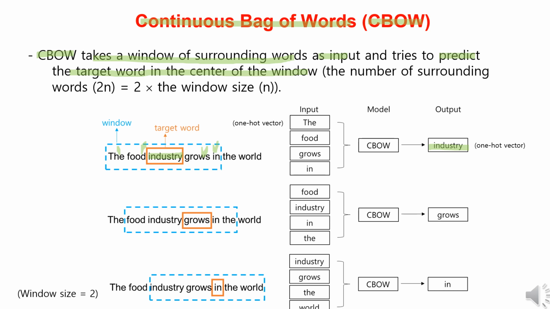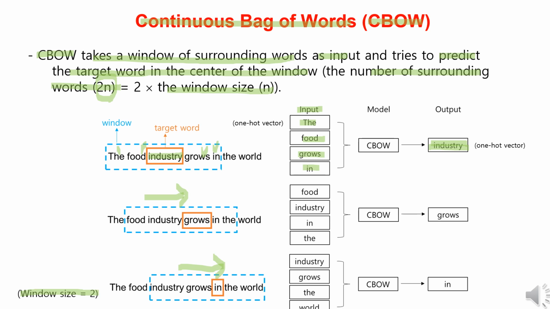To determine how many surrounding words to consider on either side when predicting the center word, a window size is defined. For instance, if the window size is 2 and the center word to be predicted is industry, then the two words before, the, food, and the two words after, grows, in, are used as input. Therefore, if the window size is denoted as n, the number of surrounding words considered for predicting the center word is 2n. Once the window size is set, the window is moved along, changing the selection of surrounding and center words.